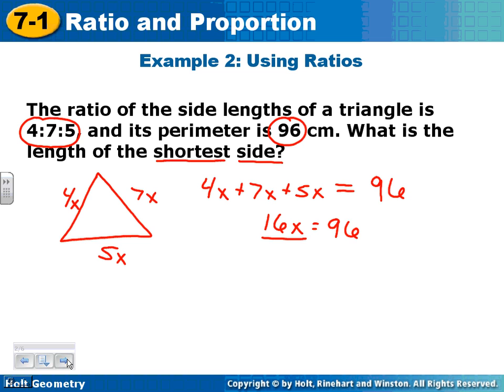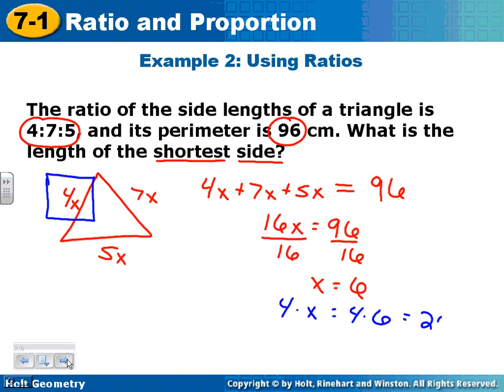Then solve that by dividing by 16. So x equals 6. But don't stop there. My shortest side would be this 4x, because 4 is my smallest number. So I take 4 times x, which is really 4 times 6, and that would be a length of 24. So this side has a length of 24.